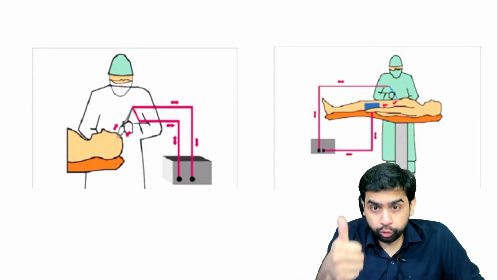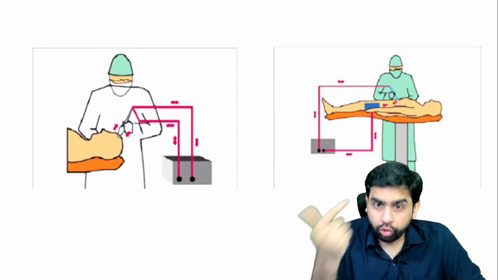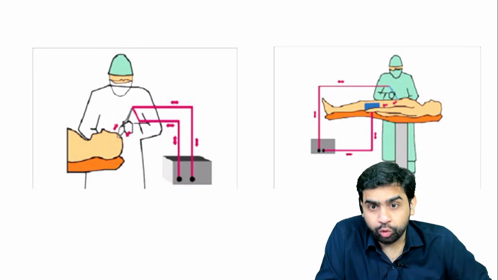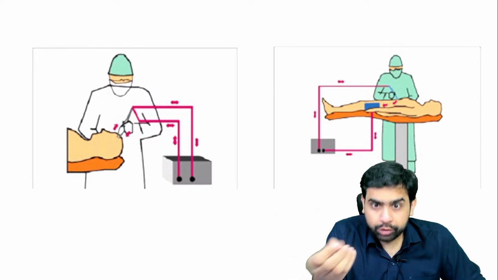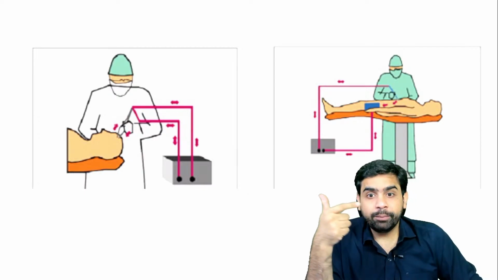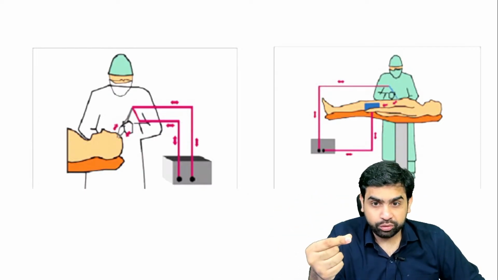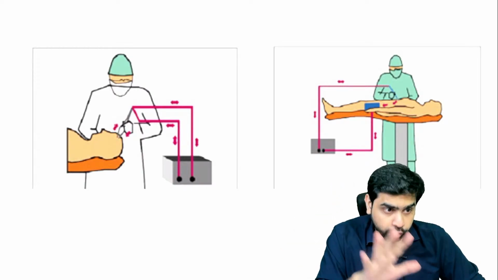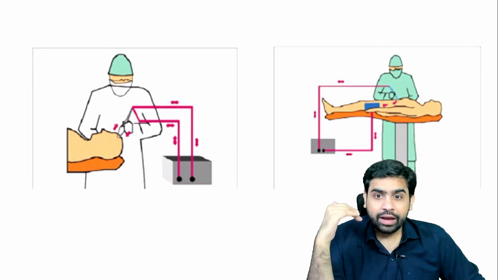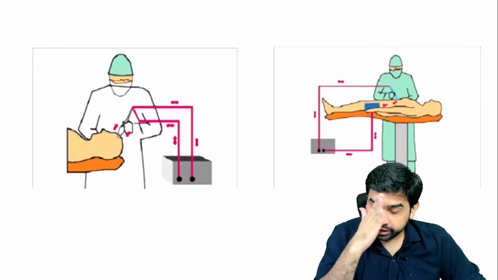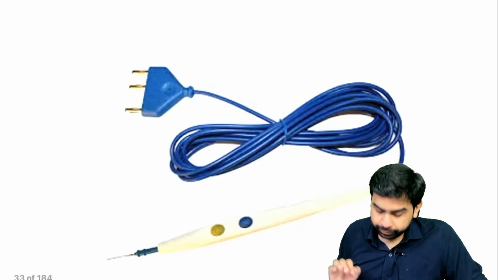We have a monopolar and a bipolar cautery. This is basically like a machine, like a mobile phone, right? Inside that you can pass either a cutting current or a coagulation current. Please appreciate the difference between that. So there is a monopolar and bipolar cautery, and the current which you pass through it is your cutting current and the coagulation current. Please try to understand this point.